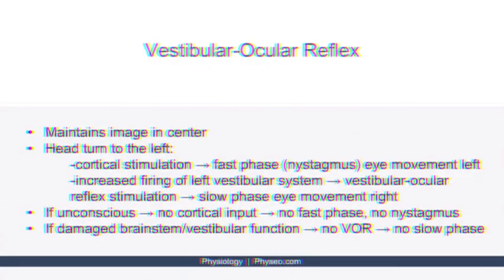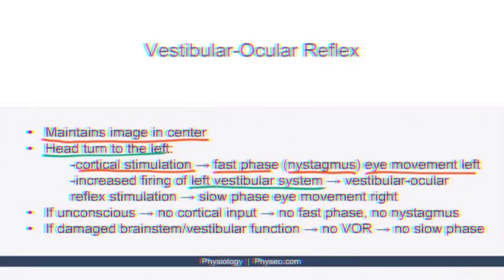Now let's talk about the vestibular ocular reflex. Now the purpose of the vestibular ocular reflex is to maintain an image in the center of the retina. So for example, as the head turns to the left, the cortex, the frontal cortex, specifically the frontal eye field, will be stimulated, and this will induce the fast phase, which will also induce nystagmus. So the eyes will move left. Now, turning the head to the left will also cause firing of the left vestibular system, and this will initiate the vestibular ocular reflex, which will lead to the slow phase, or eyes moving in the opposite direction, which in this case is the right.